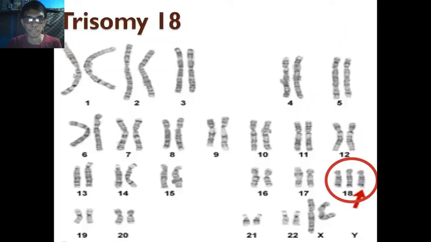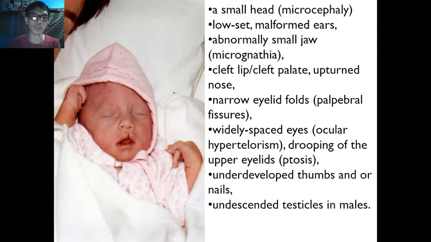Alright, what we have right here is trisomy 18. So trisomy 18 is an extra chromosome on number 18. Instead of having 2, we have 3 chromosomes there. The disease related to this extra chromosome on number 18 is called Edwards syndrome.